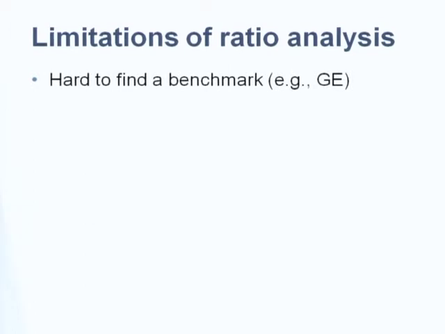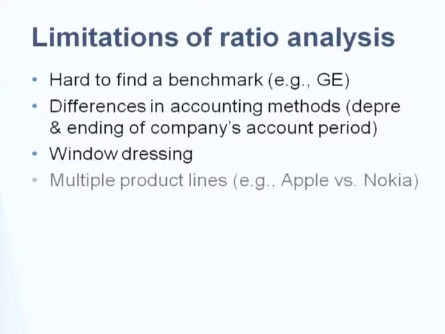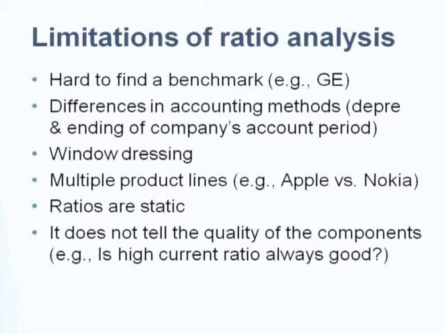So here is the last slide of the chapter, right? What are the limitations of ratio analysis? Number one is that it is hard to find a benchmark. Sometimes you need to find direct competitors to compare the ratio, right? Like General Electric, they sell almost everything, right? Maybe you will have a hard time finding direct competitors for GE.